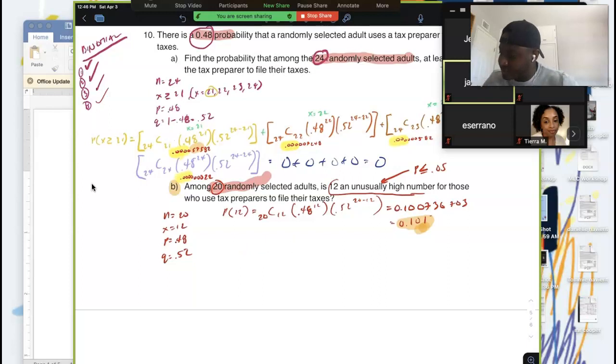No, we'll do this. That'll sound better. So we'd say in the sample of 20 adults, it is usual for 12 of them to use a tax preparer.